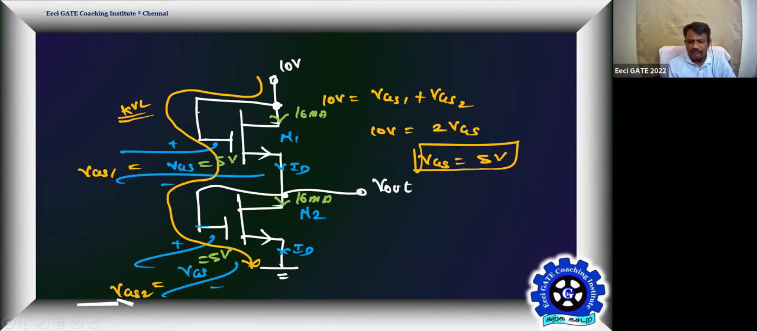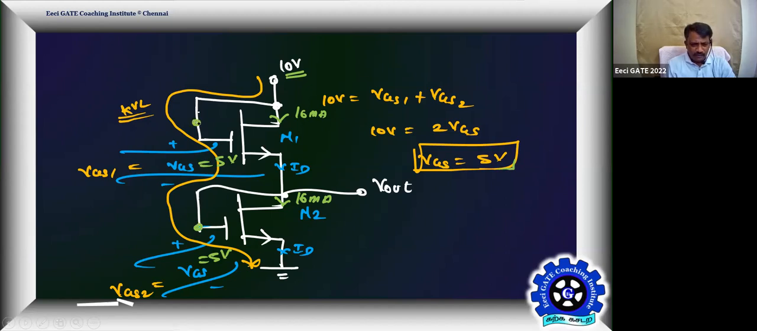So therefore, we are getting VGS equal to 5 volt. That is going to set such a current. We are able to conclude that ID1 equals ID2. The moment ID1 is equal to ID2, VGS1 should be equal to VGS2. Straight away you can take the call that the 10 volt is divided equally into VGS1 and VGS2 as per the KVL.